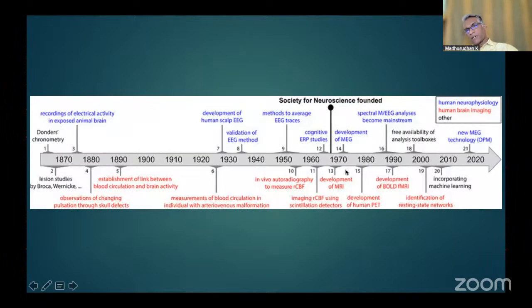I've given a timeline from 1870 to 2020. The major events that occurred in this period: I started with Paul Broca's and Wernicke's work on brain lesions, up to new MEG technologies incorporating machine learning, and identification of resting state networks. These are all the timeline in abnormal psychology, reading our brain and behaviors.